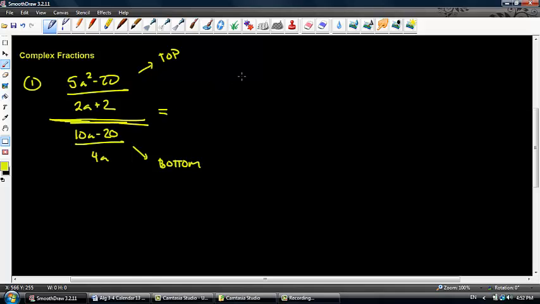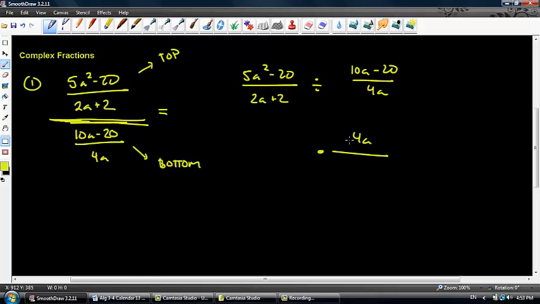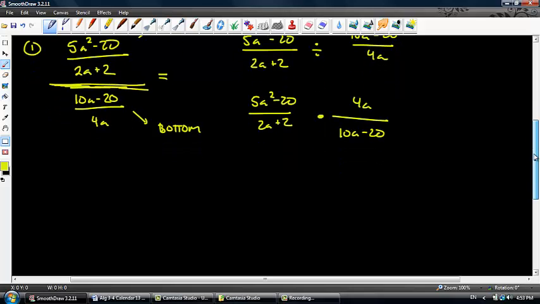So what this really is, is 5a squared minus 20 over 2a plus 2 divided by 10a minus 20 over 4a. And now if I gave you the problem that looked like this, you'd know exactly what to do. Let's go ahead and flip everything on the right. And let's go ahead and solve this like we normally have been.